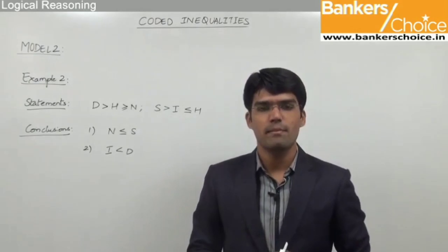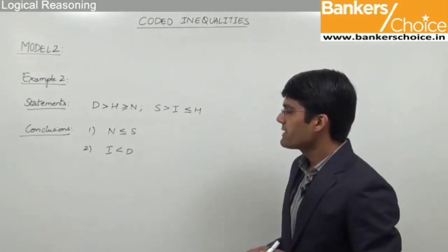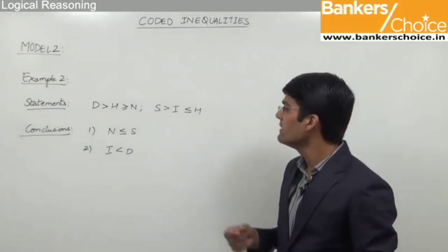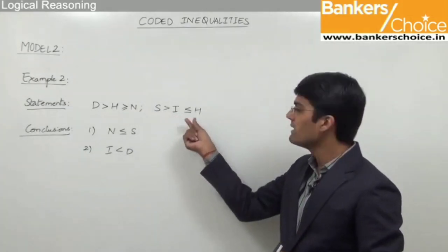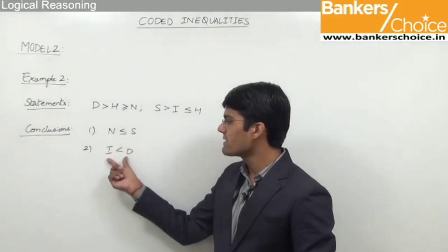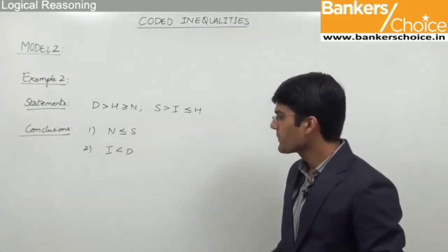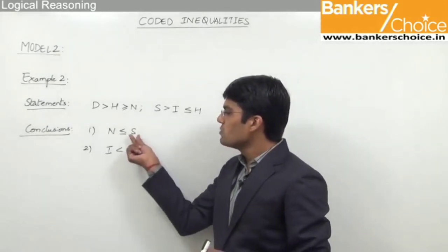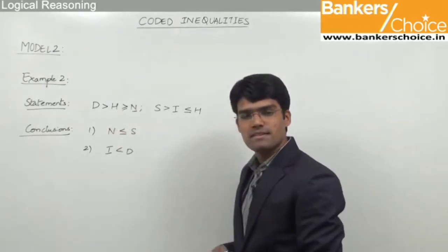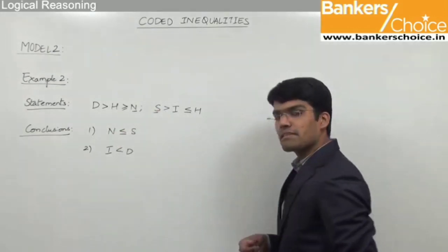Let us take the second example based on model 2. The statements here are D greater than H greater than or equal to N, S greater than I less than or equal to H. The first conclusion is N less than or equal to S, and the second one is I less than D. Now if we try to compare the two variables N and S, we find that N is present in the first statement and S is there in the second statement.